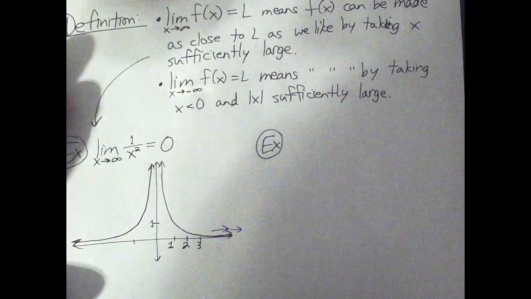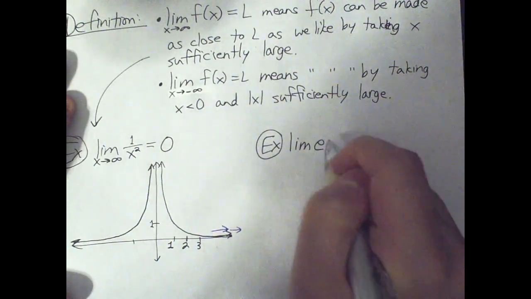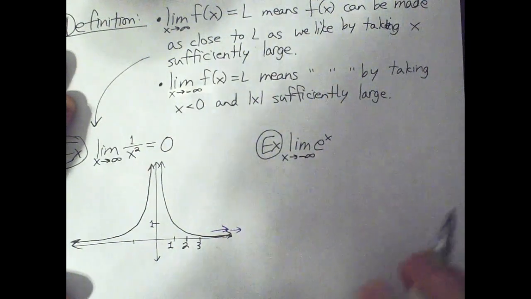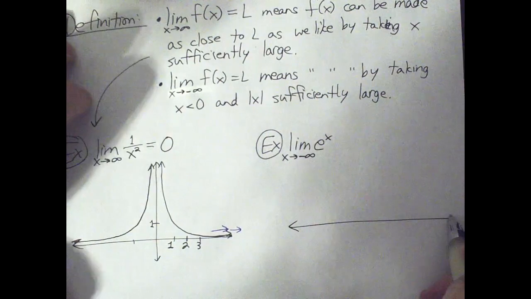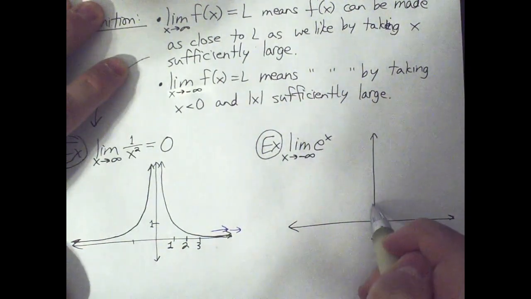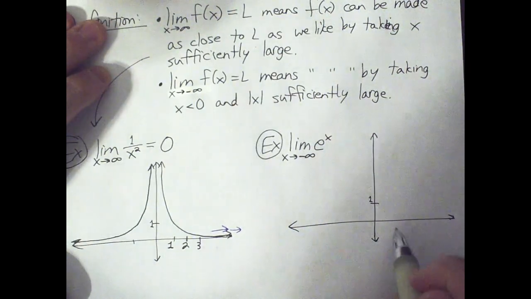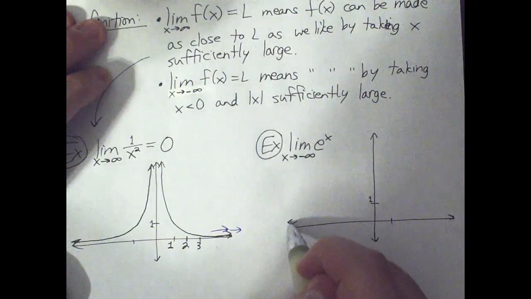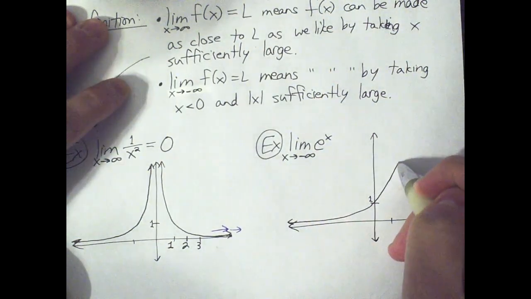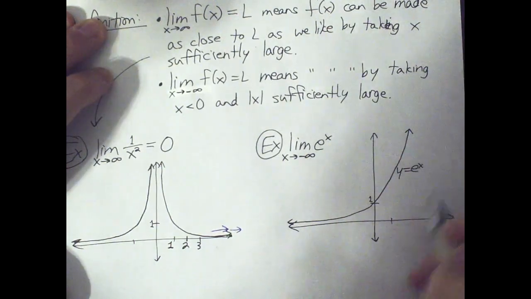I'll show you another example. How about the limit of e to the x as x goes to negative infinity. Do you remember what the graph of e to the x looks like? Hope so. A y-intercept of 1. Something like this. y equals e to the x.